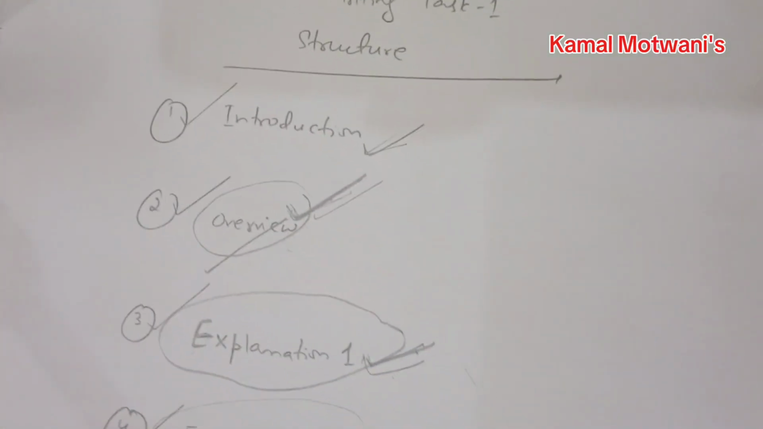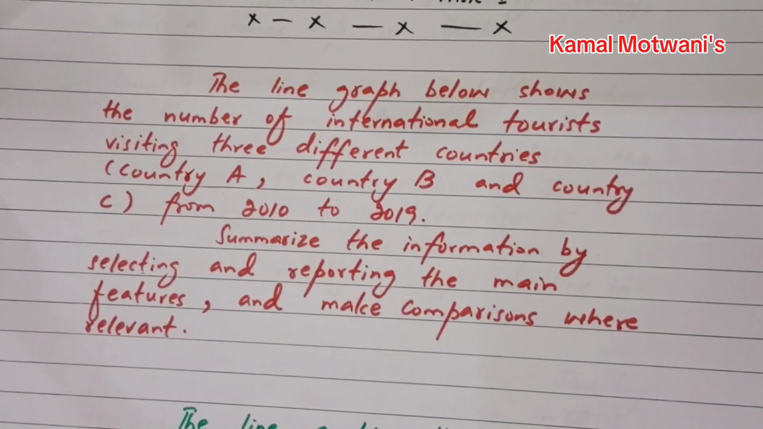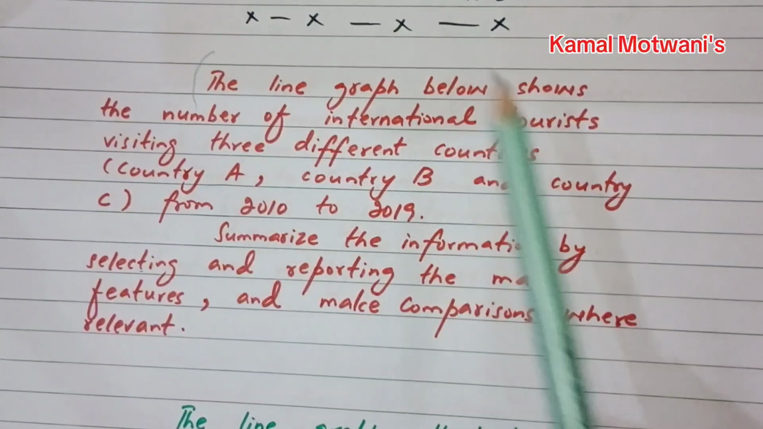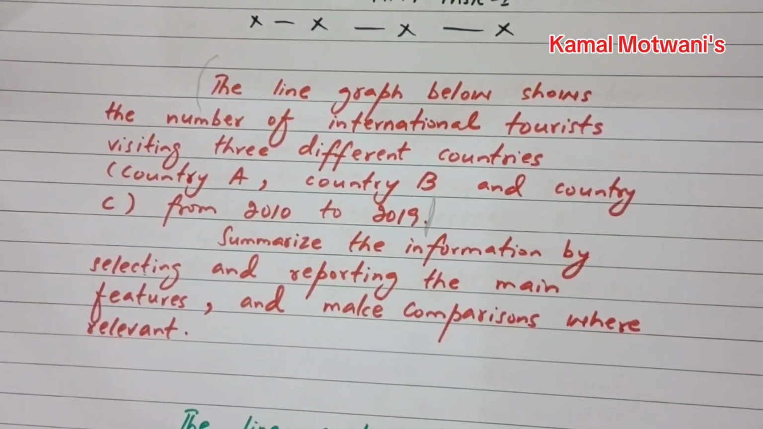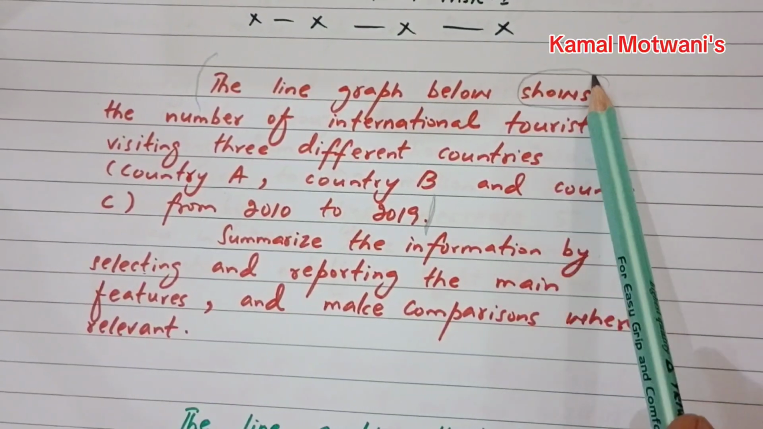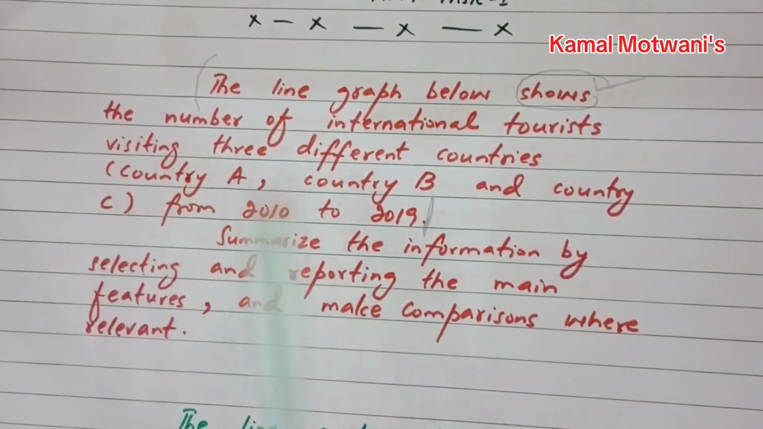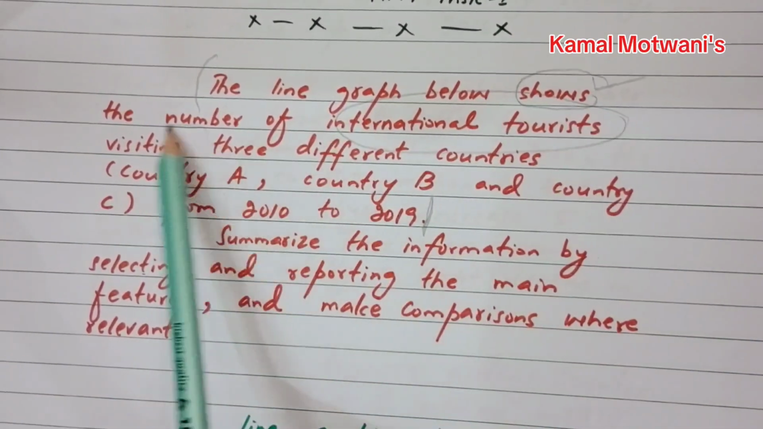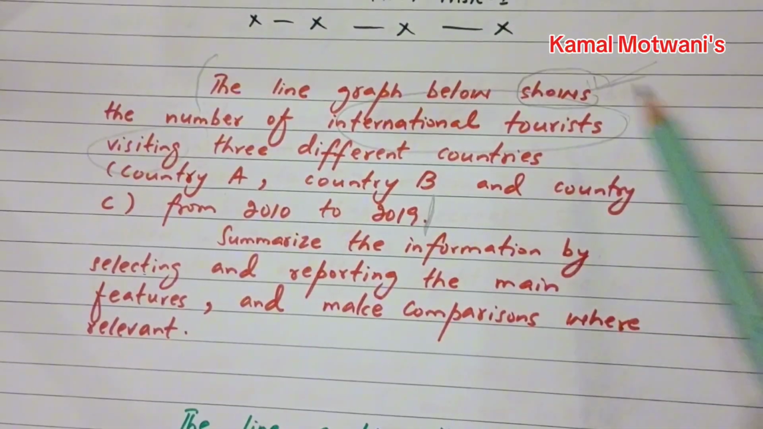As I have already told you, this is the format. So first of all we write the introduction. How to write the introduction, I have already told you: we paraphrase the statement given by the examiner. That's all. Now the easiest way is I will replace the word shows with illustrate. I will replace the number of international tourists visiting with international visitors.